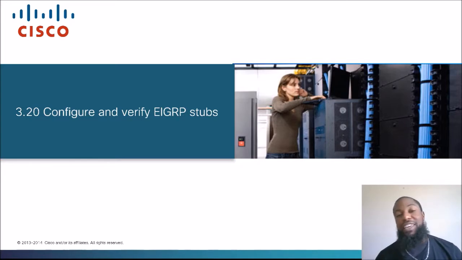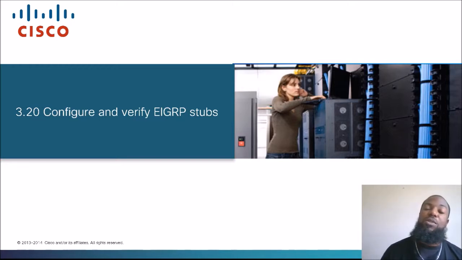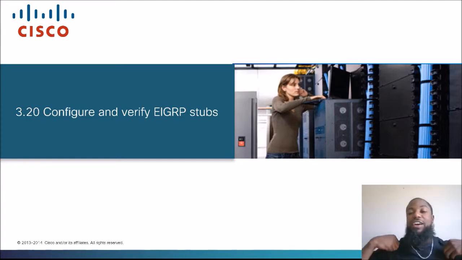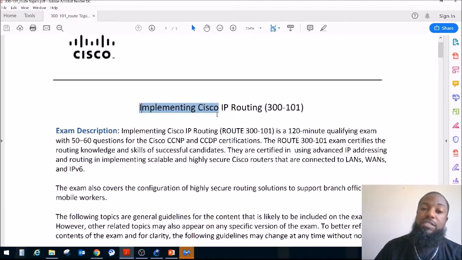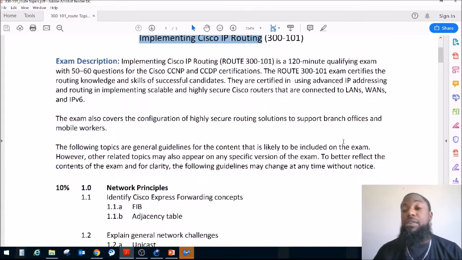And today's topic is Section 3.20, Configure and Verify EIGRP Stubs. This is a topic in the CCNP Route Exam, Exam Code 300-101, Version 2.0. Let's take a look at the exam blueprint to see where we came from, where we are headed. Hashtag LabEveryday. This exam blueprint, Implementing Cisco IP Routing, is also known as the CCNP Route Exam.